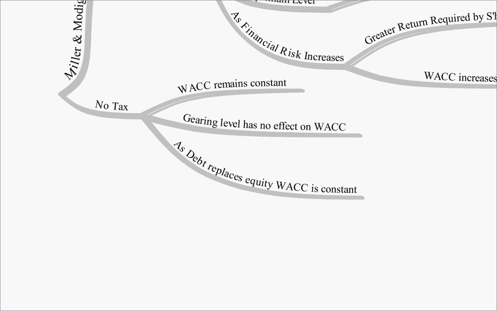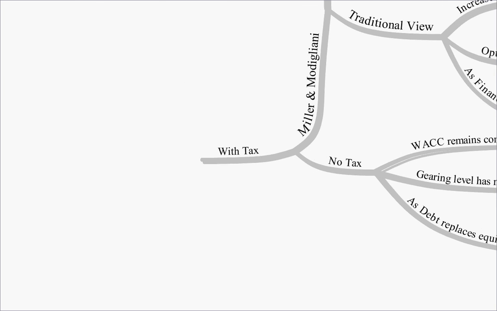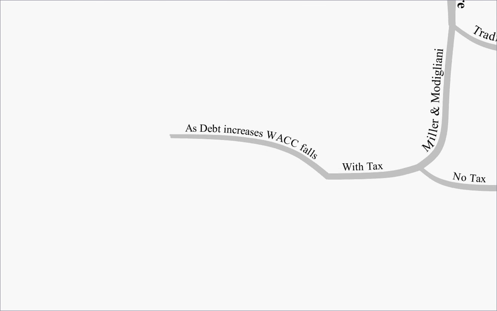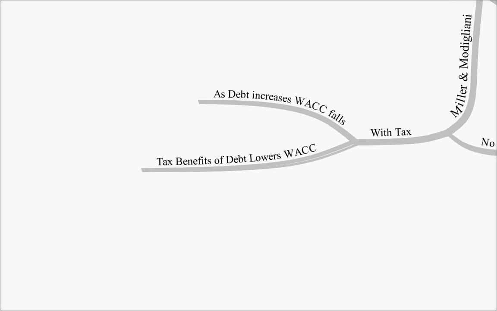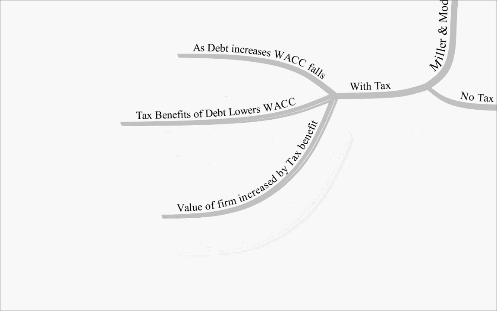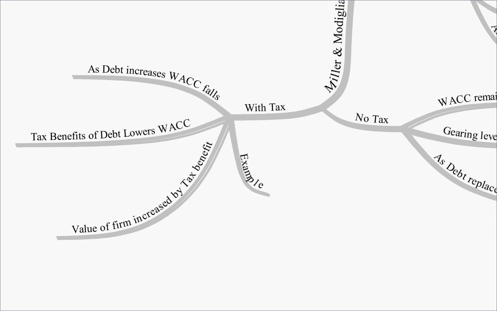With tax included, as the debt increases, your weighted average cost of capital falls. This is because the tax benefits of your debt lower your weighted average cost of capital. So as you increase the amount of debt, the more tax benefit you'll get and the lower your weighted average cost of capital will be. So the value of the firm is increased by the tax benefit. And we did a little example of that in class.